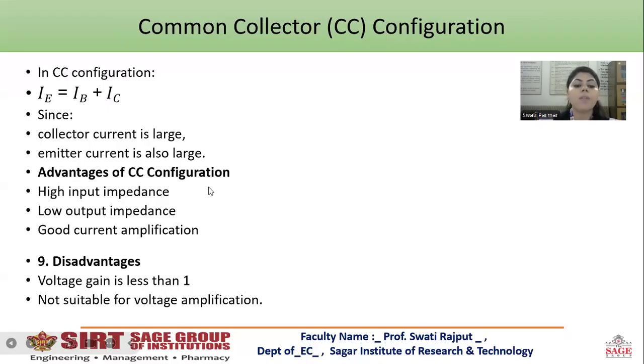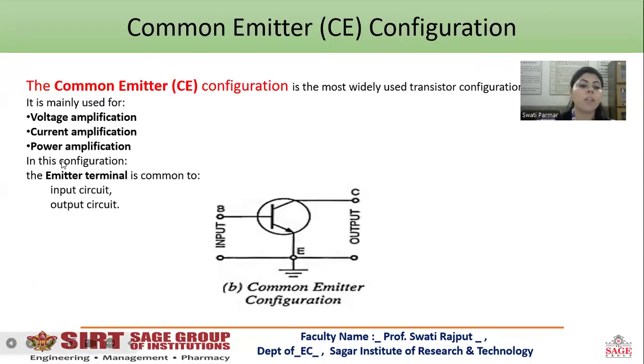The advantages of CC configuration. What are the advantages of CC configuration? High input impedance, first advantage. Second advantage, low output impedance. And third advantage, good current amplification. What are the disadvantages? Voltage gain is less than 1 and it is not suitable for voltage amplification.